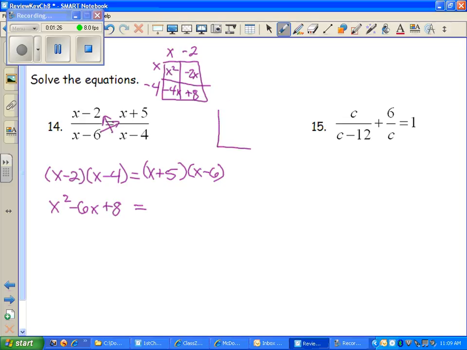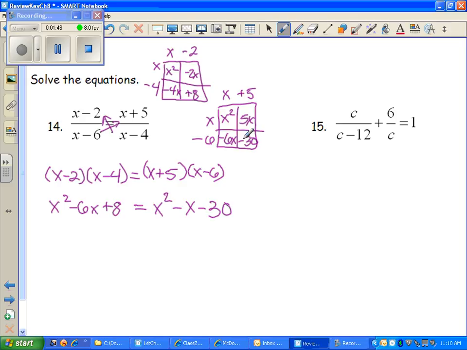The right side will work the same way. I'm going to draw a box here for that one. I've got x plus 5 and x minus 6. This will be x squared, 5x, minus 6x, and then minus 30 there. So it'll be x squared minus x minus 30 when you combine this diagonal here.